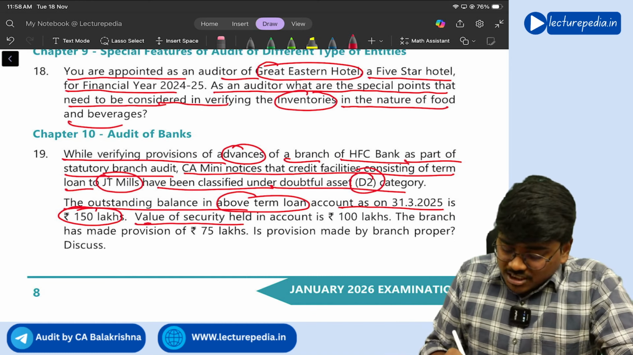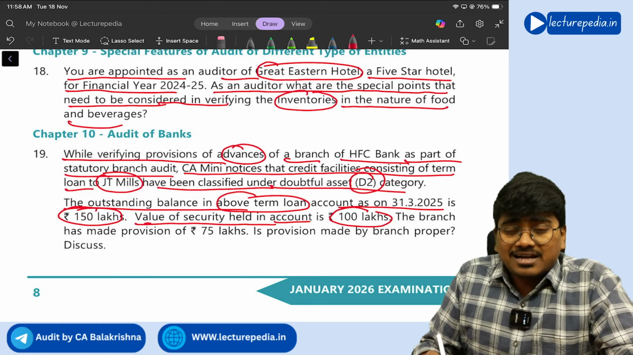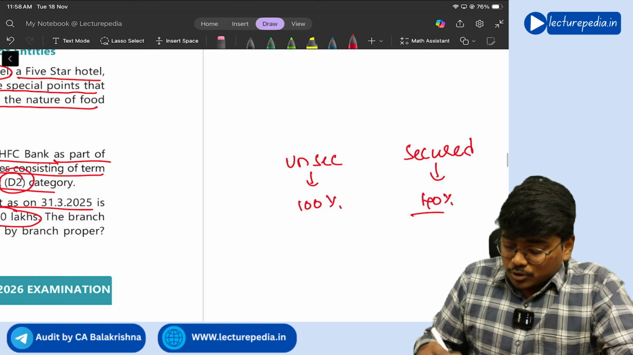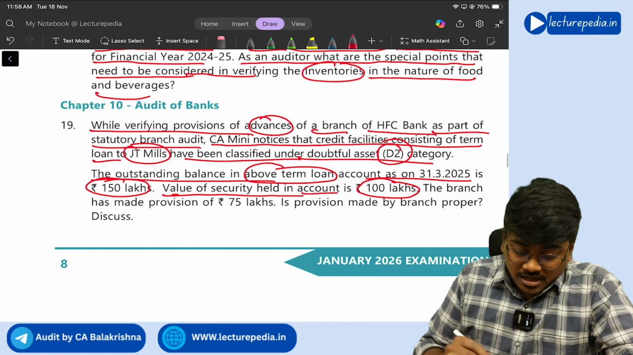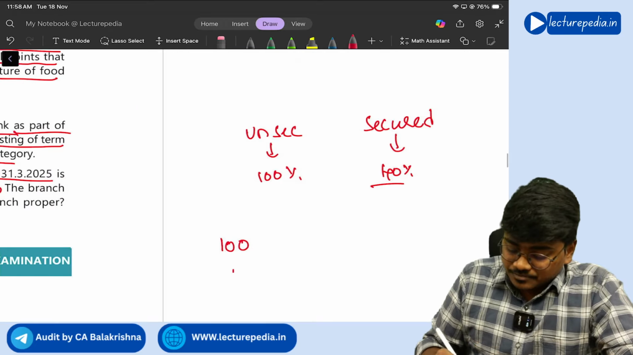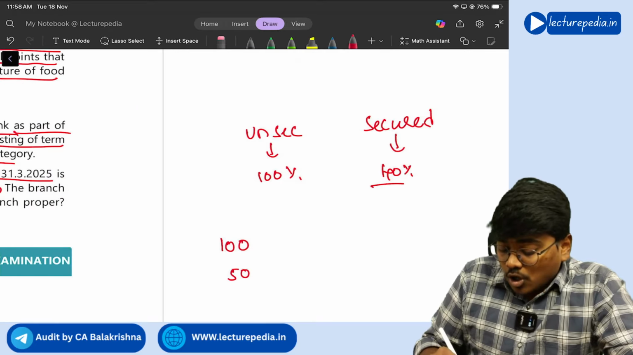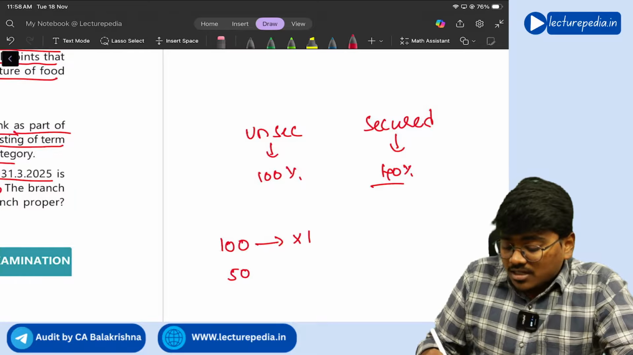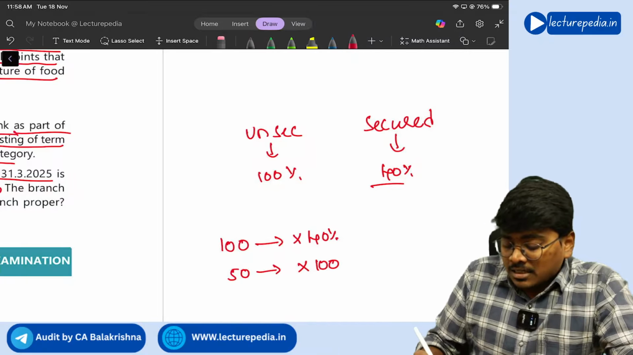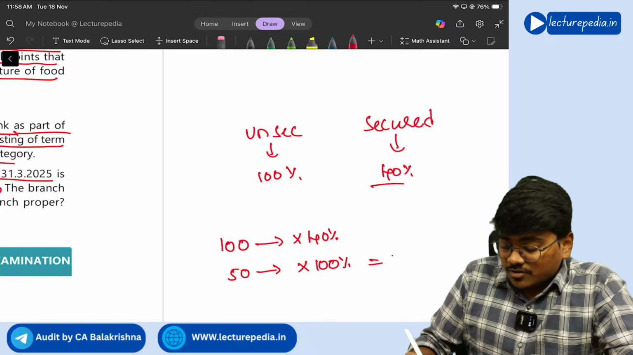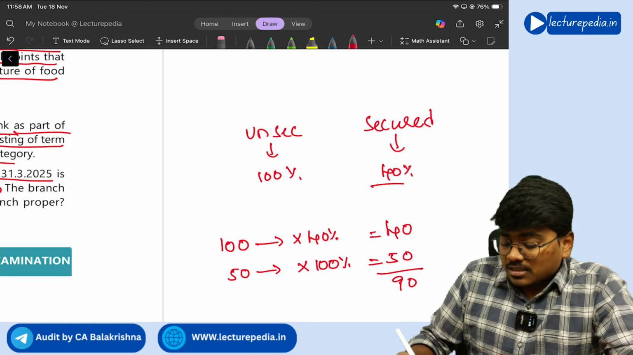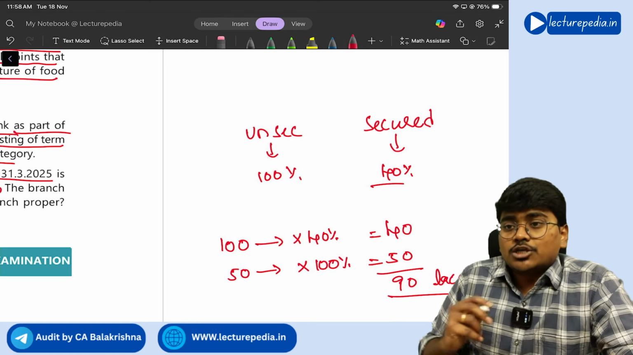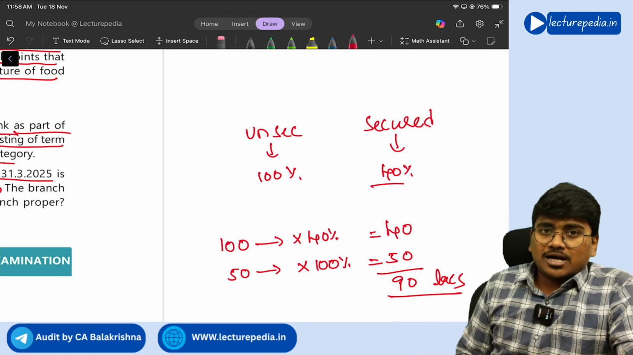Now, value of security held in account is 100 lakhs. So, only up to 100 lakhs security is present. For the balance 50 lakhs, no security. So, on this 100, you will provide 40% provision. On this 50, you will provide 100% provision. How much it will become? It is 50 lakhs. This is 40 lakhs. Total 90 lakhs provision you have to provide. Got it?